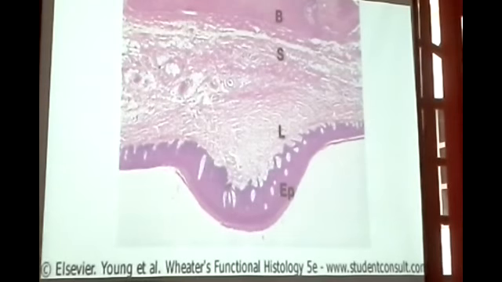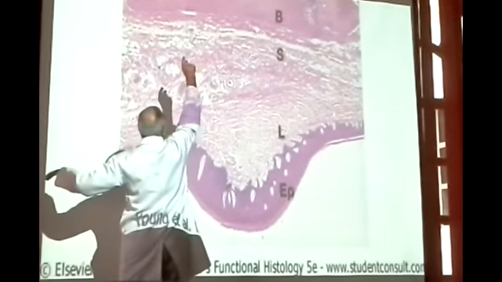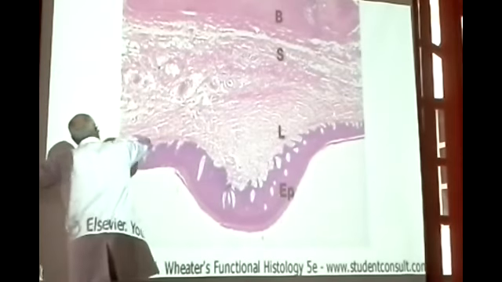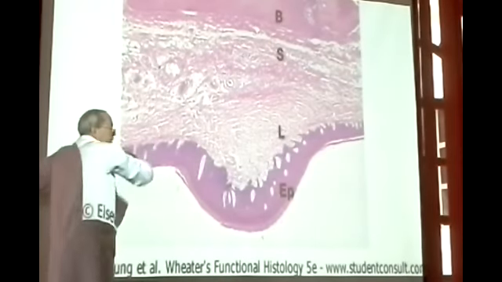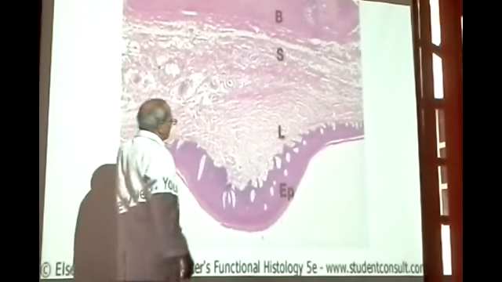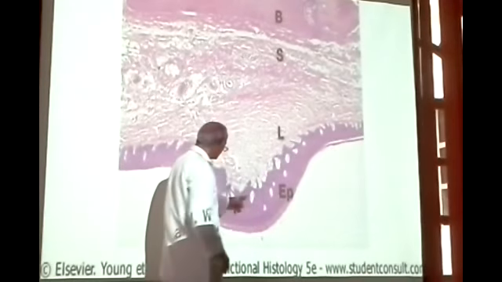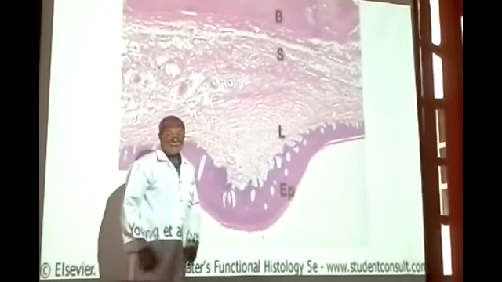Okay, the hard palate or the palate. The palate is formed of anterior bony part and the posterior movable or non-bony part. The bony part is covered by the mucous membrane. The mucous membrane is stratified squamous keratinized.